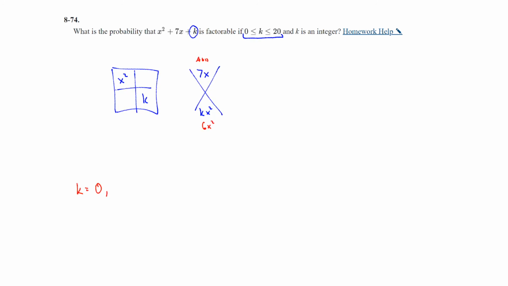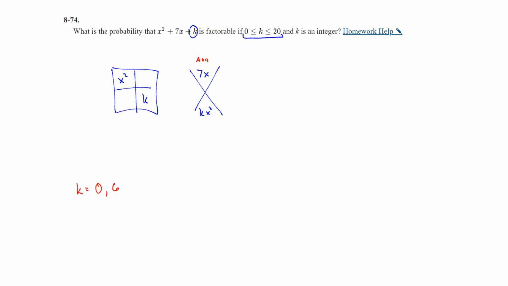6x squared, we have 2 times 3 would add to 5, but 6x and 1x would work, because that would add to give you 7x. So it appears that when k is equal to 6, that would work. Okay, we're making some progress here.